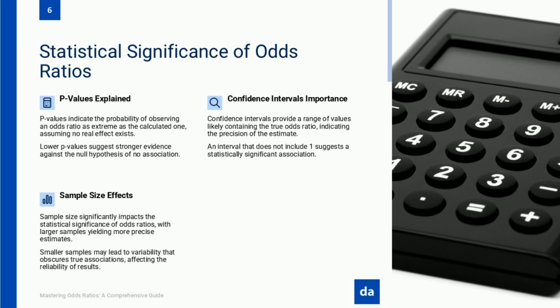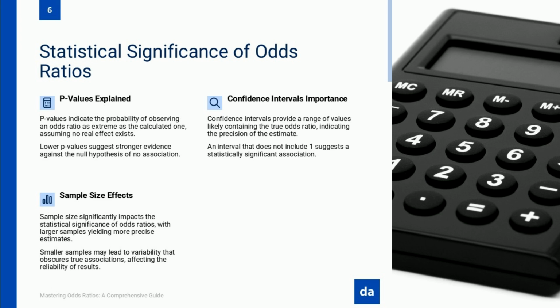Calculating confidence intervals for odds ratios involves a bit of mathematical gymnastics, but the concept is straightforward. We begin with the natural logarithm of the odds ratio, add and subtract a multiple of its standard error, and then exponentiate the results. In words, the formula is exponentiation of open parenthesis natural logarithm of OR plus or minus Z multiplied by SE close parenthesis. Here, OR represents the odds ratio. Z is the value from the standard normal distribution corresponding to our desired confidence level, often 1.96 for a 95% confidence interval, and SE is the standard error of the log odds ratio.